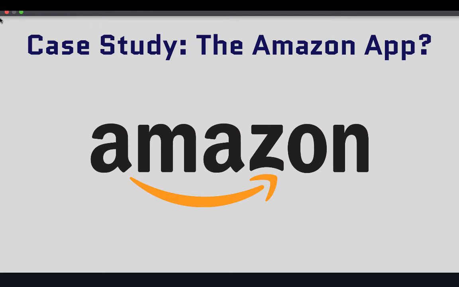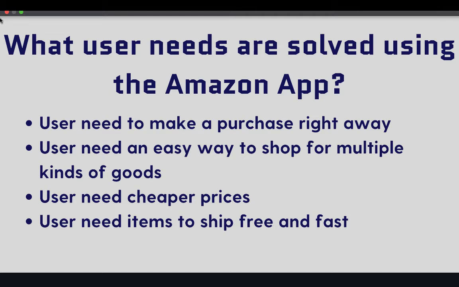So let's look at Amazon. Everybody knows about the Amazon app, right? What user needs are solved by using the Amazon app? So we talked a little bit about some user pain, like that's a brainstorm I came up with. And then these are some of the user needs, right? So your pains correlate to your needs. So user needs to make a purchase right away, right? And sometimes if I have to go to a store in person, I don't necessarily get to make that purchase right away.